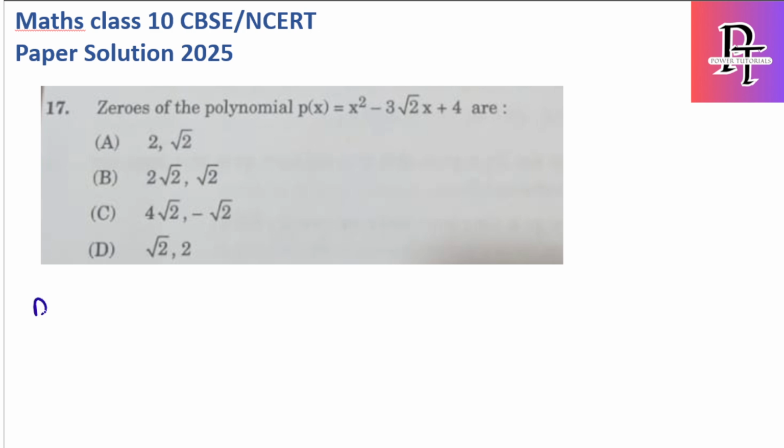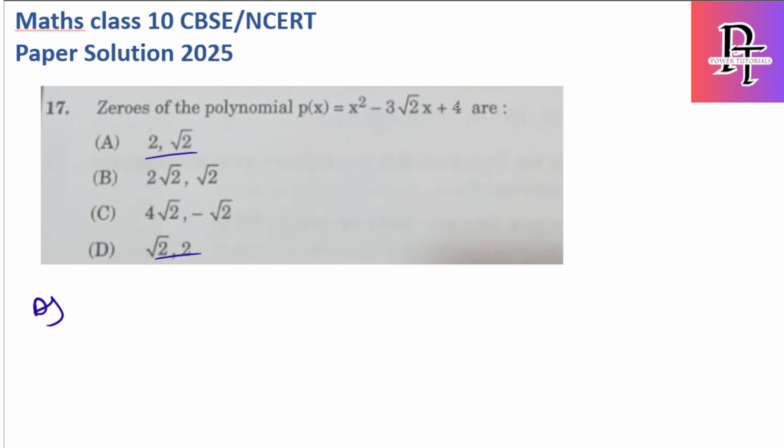Let's move to the 17th. Zeros of the polynomial. Instead of using the quadratic formula to solve this, I suggest you just see the options and get the answer, because it is just one mark question. They will not check how you are getting the answer. So simply, what I will do is, you can see here this and this have the same options. So mostly these two will not be the right answer, but still let's cross check.